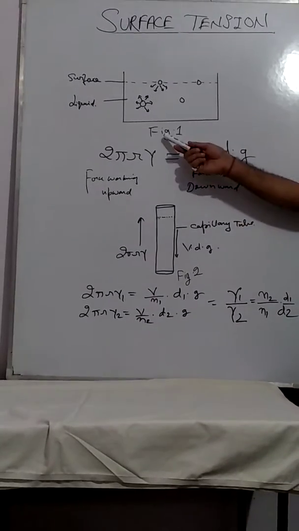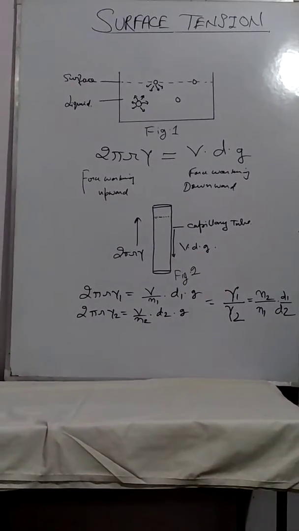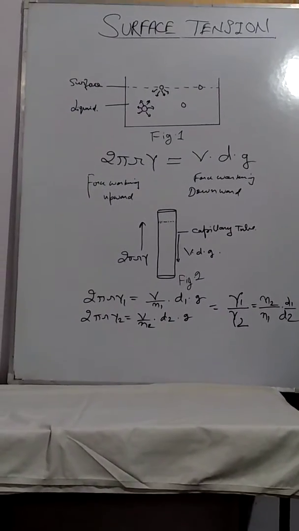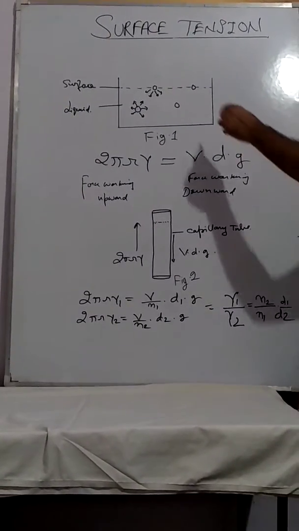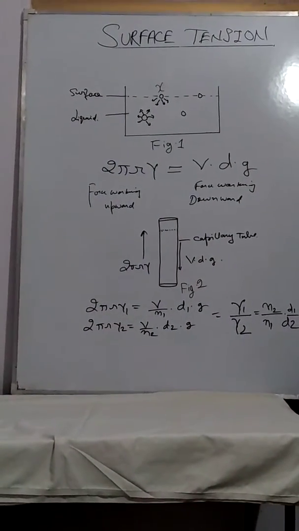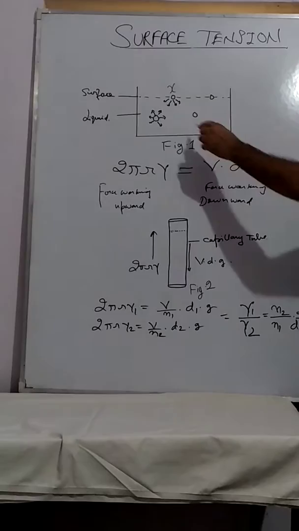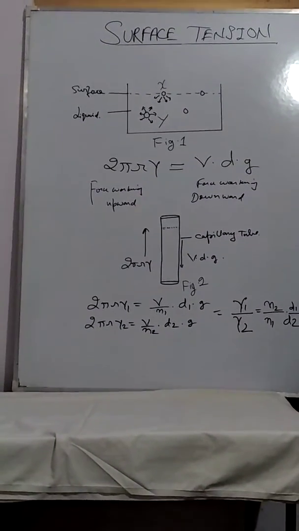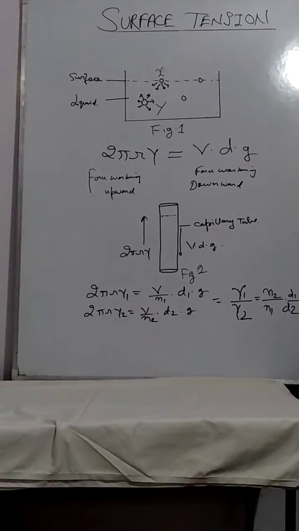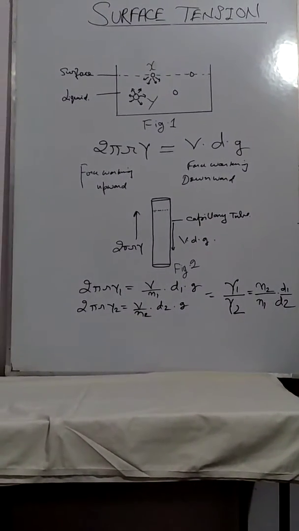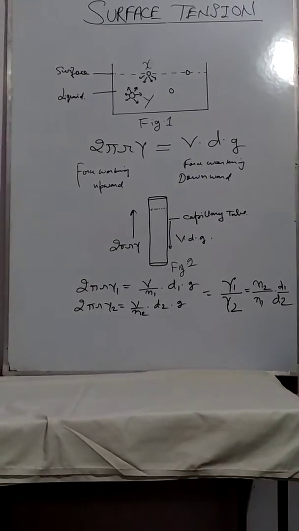Here in figure 1, we can see two types of molecules. Molecules which are present on the surface of a liquid, we can name them as X, and molecules which are present in the column or in the bulk of a liquid, we can name them as Y. Those molecules which are present on the surface are X, and those present in the column and the bulk of the liquid are known as Y.